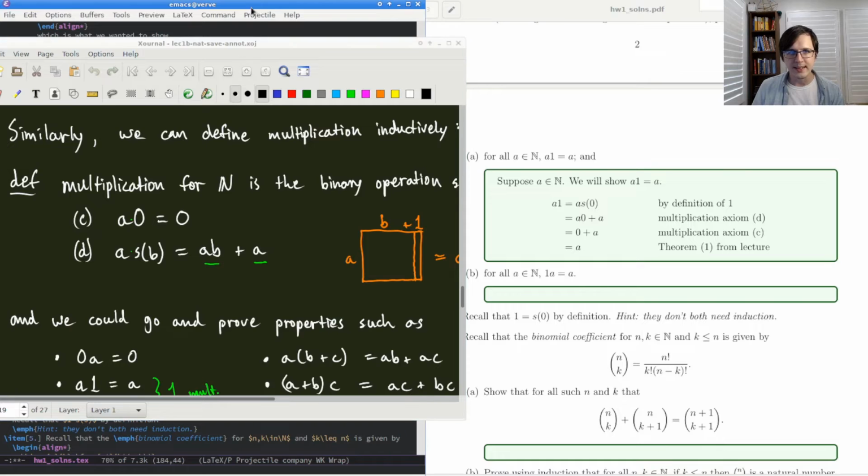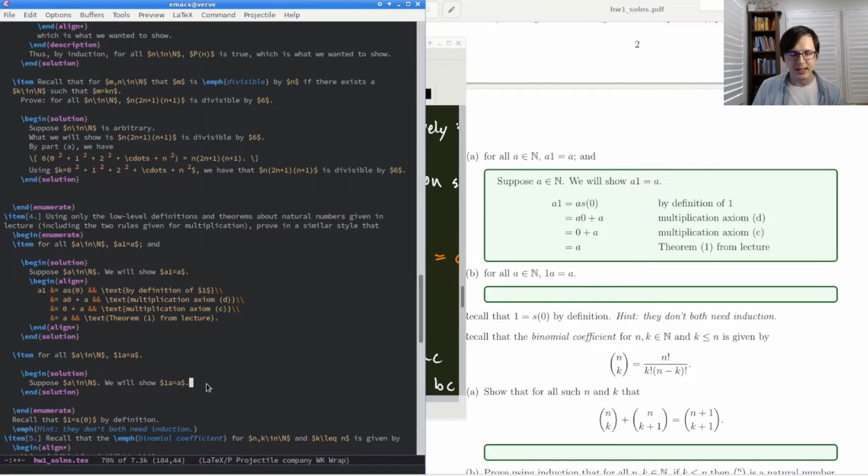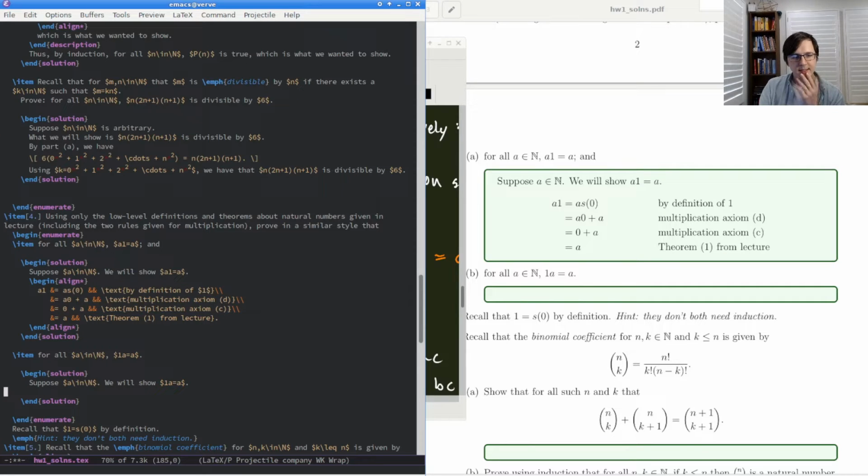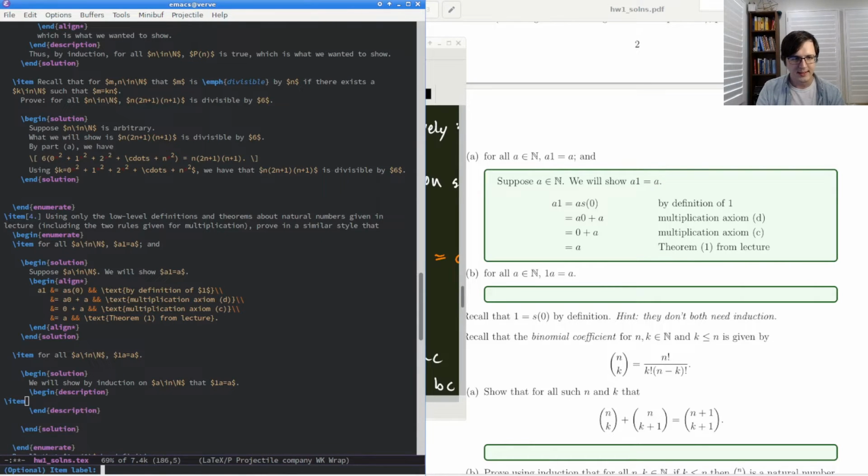So we probably need to do induction to make this work, so let's just do it by induction. Maybe I didn't want to write it like this to be able to do induction. So we're going to prove a for all statement. So we will show by induction on a that 1a equals a. Okay, so let's set up the cases. We've got the base case and the inductive step.